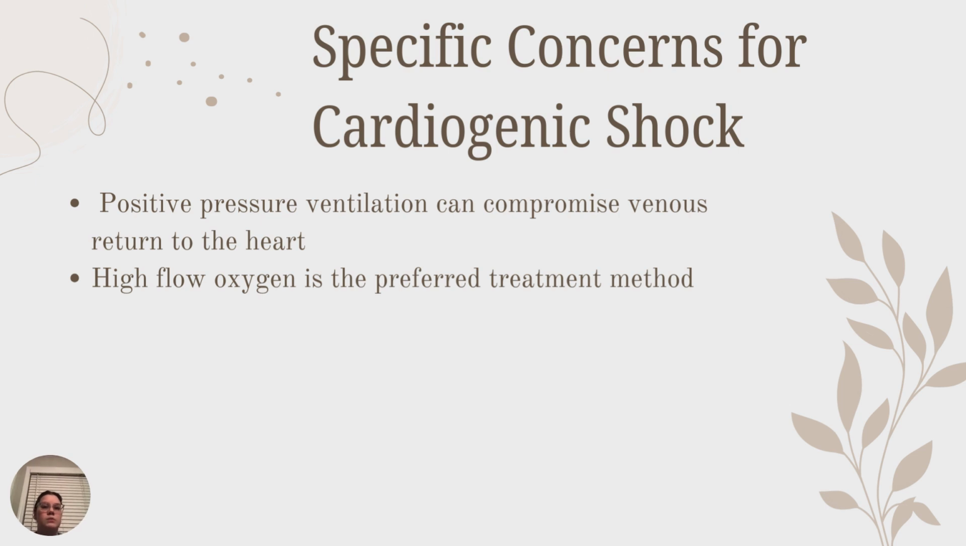And then specific concerns for cardiogenic shock. If you give too much positive pressure ventilation, it can compromise venous return to the heart. And we're going to try high flow oxygen before we try intubation and mechanical ventilation, just because we want to avoid causing any more problems than they're already experiencing because of the shock.